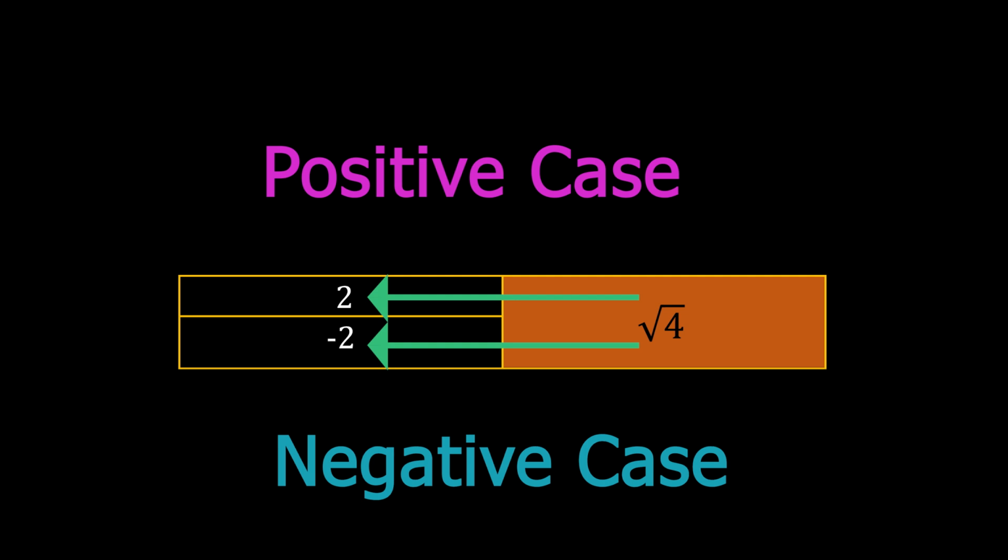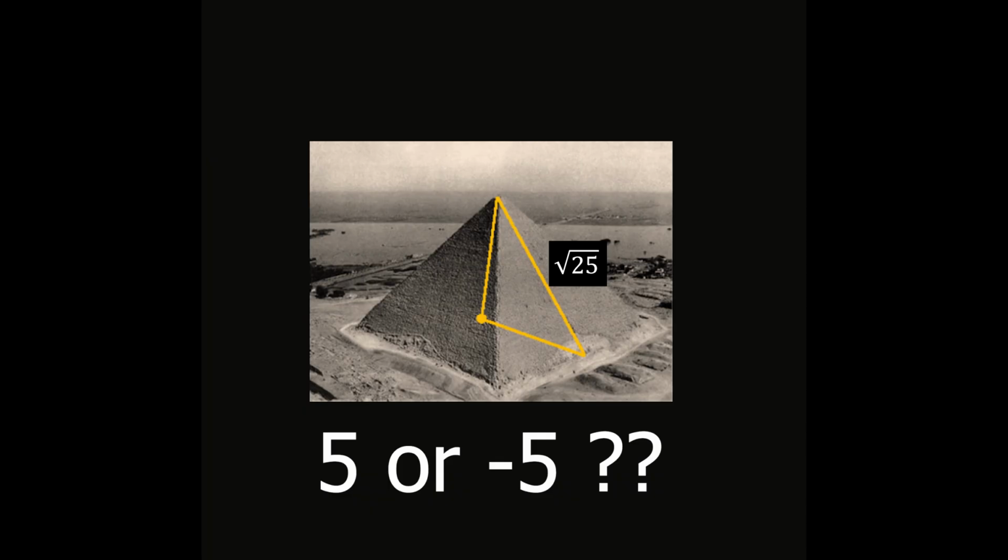Sometimes we pick one over the other depending on the context of the question. For example, if we are taking the square root of 25 to find the length of something, then we choose 5 as our answer, since length is measured in non-negative numbers, right? We never say something is negative 5 feet long.